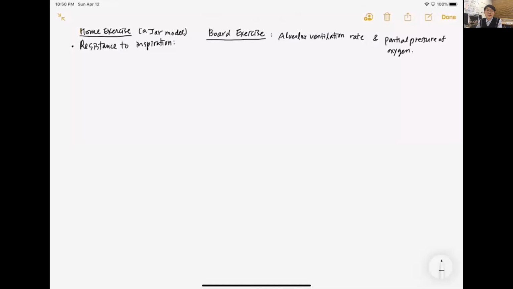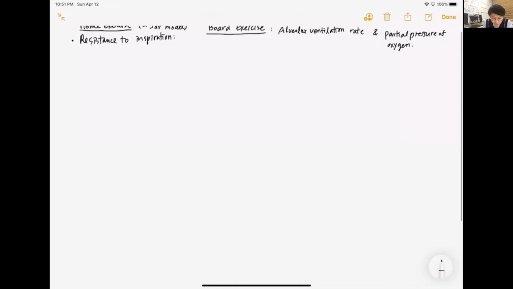Hi, this is time for a home exercise and practice for a board exercise. The first one, as a home exercise, is to figure out the resistance to inspiration. For this, we can consider a simple ventilation model, a big jar model, as the whole alveolar space.